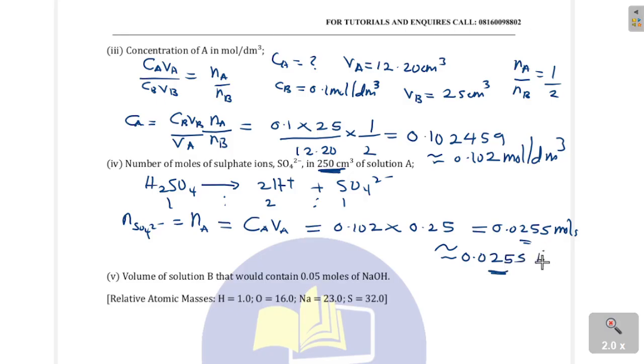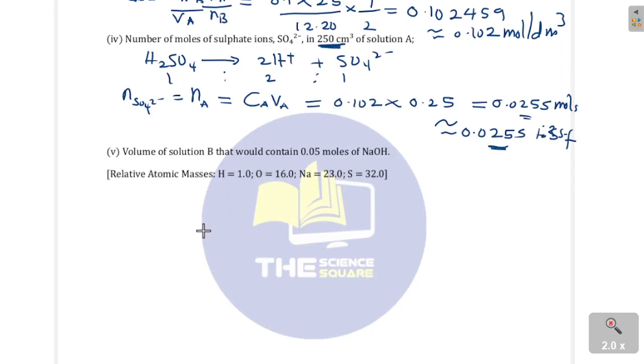Sometimes the question can specify that you should leave your answer in a specific significant figure. Now, the last question is from figure 5. We are asked to calculate the volume of B that would contain 0.05 mole of sodium hydroxide. Also, the number of moles of B is concentration of B times volume of B. In this case, we are looking for the volume of B that contains this number of moles.